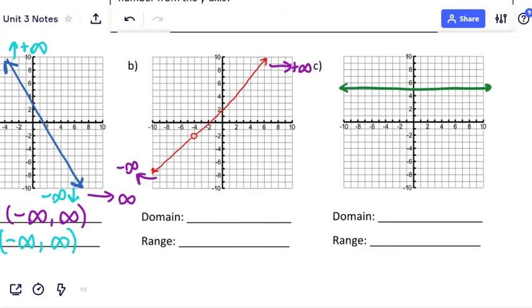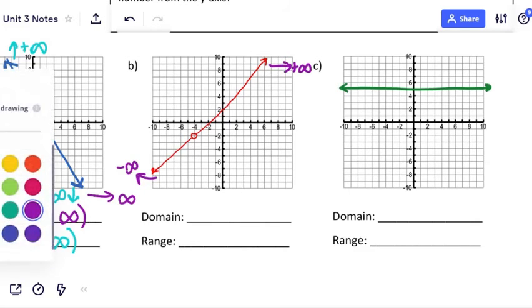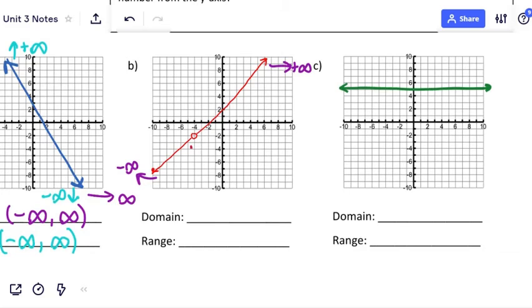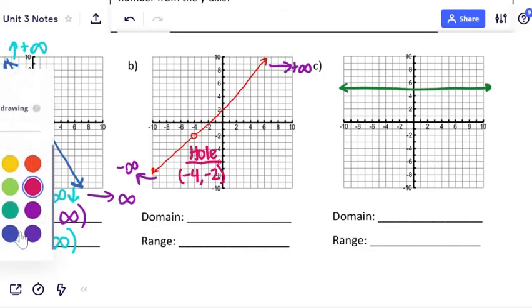But now I need to consider that I actually have a spot in my graph where there is a break, and that's called a hole. When there's a hole in your graph, you can't include the x or the y value that exists at that point. So this hole is at (-4, -2). That means that my value of -4 is not included in my domain.